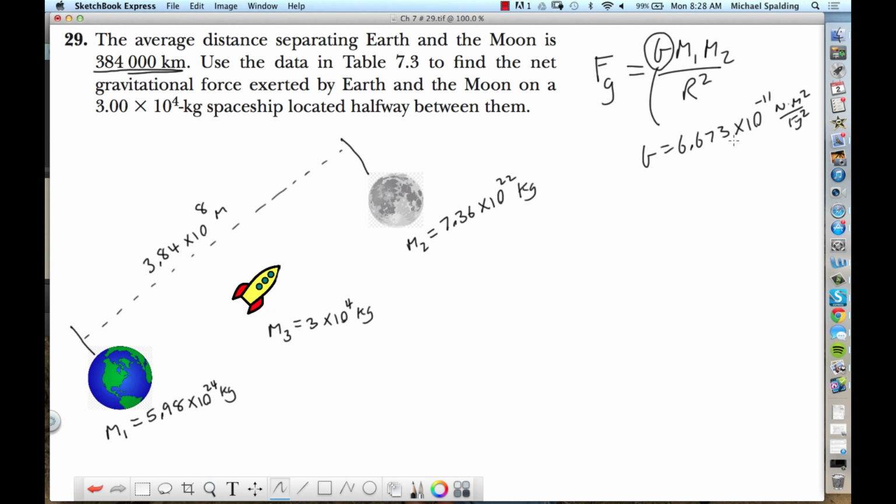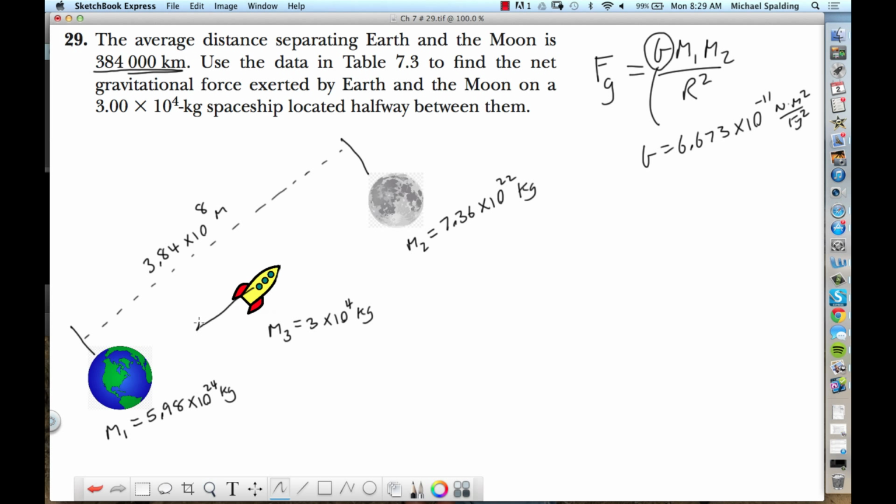That'll be a given. Okay, so how do we go about solving this question? They want us to find the net gravitational force exerted by the Earth and Moon on the spaceship. So how many forces are acting on this spaceship? Well, look, is the Earth an object? I'm going to say the Earth is m1, the Moon is m2, the spaceship is m3. So let's just totally forget about the Moon for a second. Is the Earth an object? Yeah. Is the spaceship an object? Yeah. So what's the Earth doing to the spaceship?